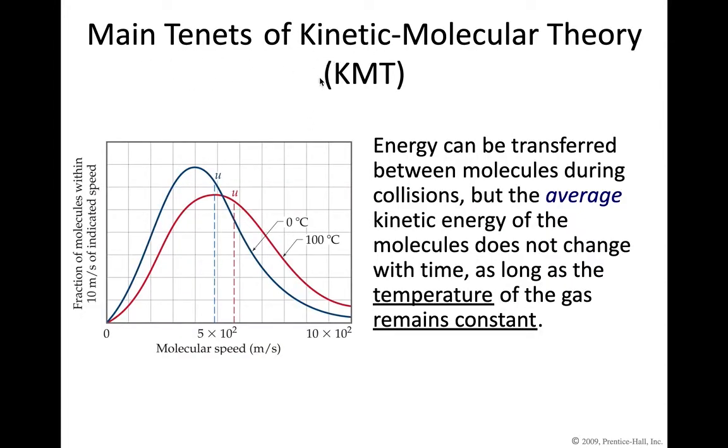The main points to keep in mind for the kinetic molecular theory, if you need to use this theory to explain trends or properties, is that energy can be transferred between molecules during collisions, but the average kinetic energy will not change as long as the temperature does not change. So at a certain temperature, molecules have a certain average kinetic energy, and that average will remain the same. That's the main idea. If we increase temperature, we increase kinetic energy, we increase the average speed or the average energy of molecules.